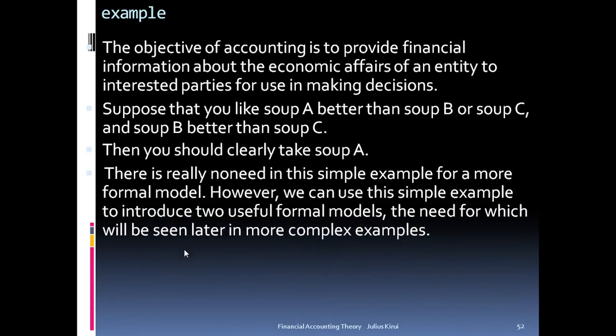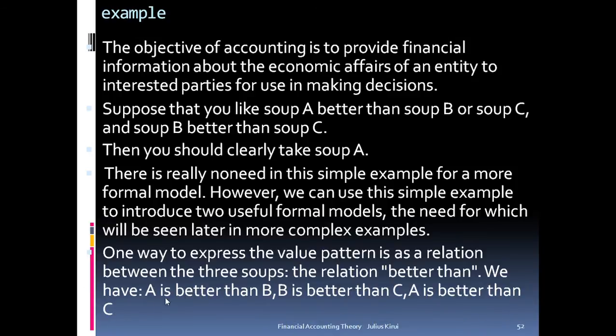Now, why are you taking soup A? There is really no need in this simple example for a more formal model. However, we can use this simple example to introduce useful formal models, the need for which will be seen later in more complex examples. One way to express the value pattern is as a relation between the three soups. The relation is better than. A is better than B, B is better than C, and A is better than C.